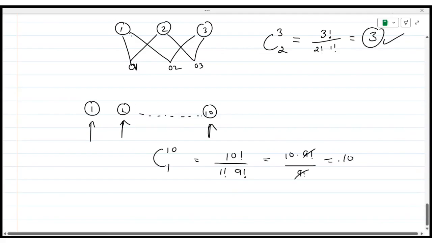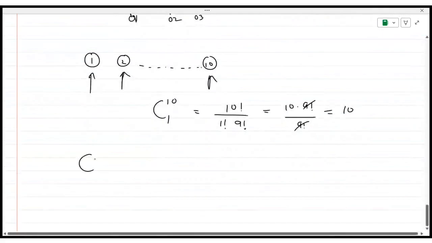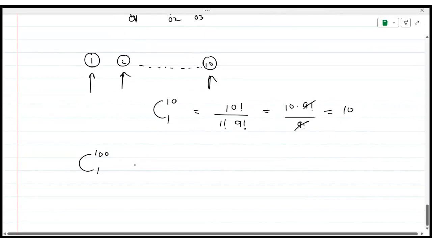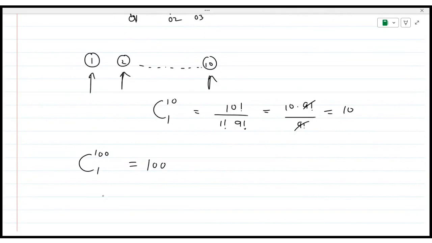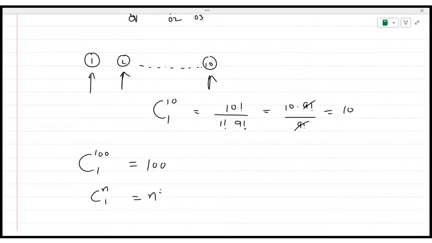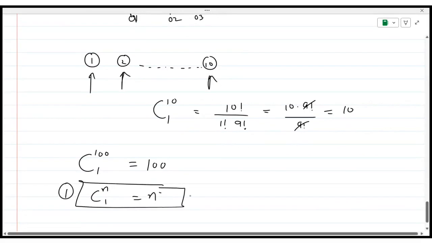Here I want to give an important message. Even if I have 100 students and I want to ask a question from one student, I want to choose one student out of 100. How many different options will I have? 100. Or if we have n items and I want to pick one item out of those n items, how many different options do I have? The answer is n. NC1 is always n.